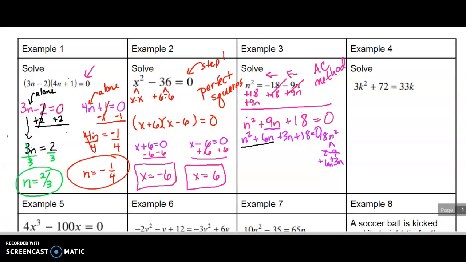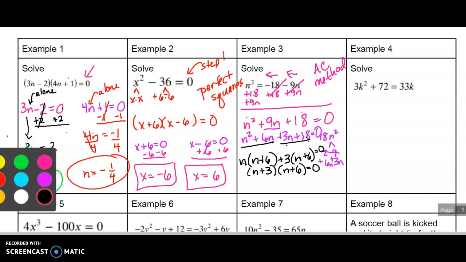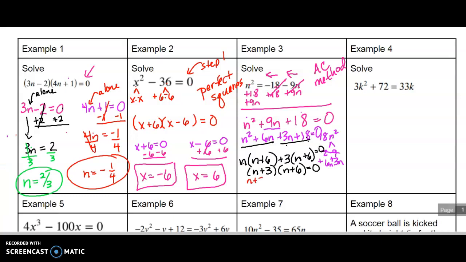I look at the first two terms and I say, what do they have in common? Well, they have an n in common. And then I look at the next two terms, I say, well, what do they both divide by? Well, they both divide by +3. So if I divide by 3, I get n. Divide by 3, I get 6. The outsides go in a parenthesis, and the repeat terms go in a parenthesis. Okay, so we have just factored. So now I'm going to set the factors equal to 0. So subtract 3. So n equals -3. Subtract 6. So n equals -6.